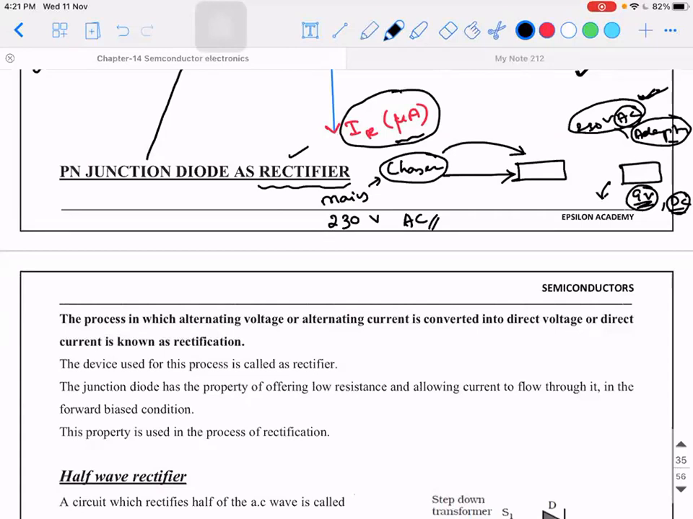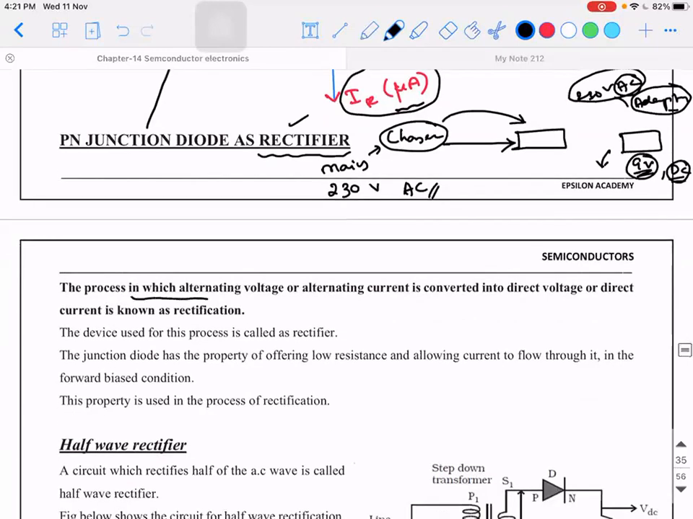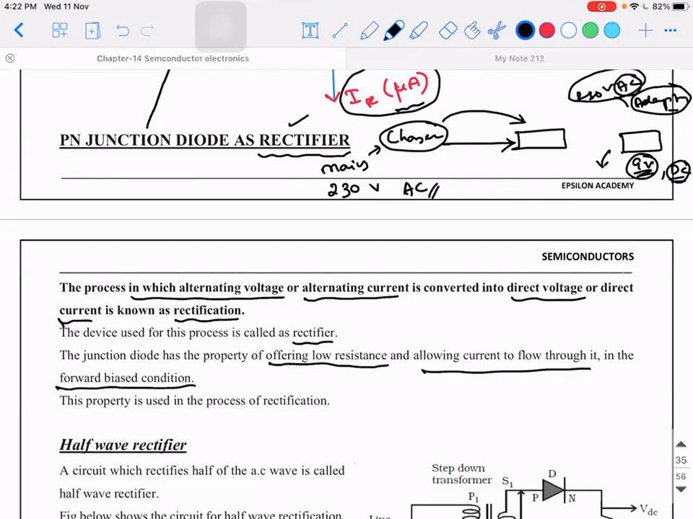So a rectifier is a device which converts alternating current into a fluctuating direct current. The process in which alternating voltage or current is converted into direct voltage or current is known as rectification, and the device which does this is called a rectifier. A junction diode has the property of offering low resistance and allowing current to flow through it in the forward bias condition, because we have something called knee voltage, right? So in forward bias, the PN junction diode offers less resistance and allows the current to flow through it.